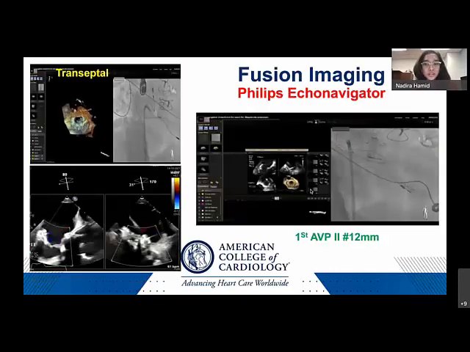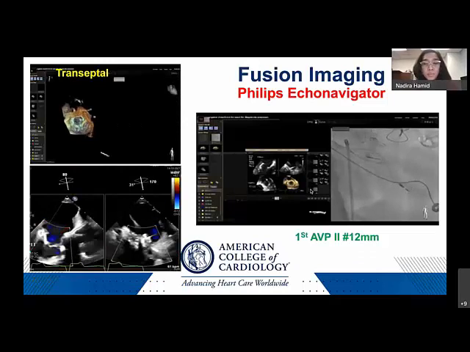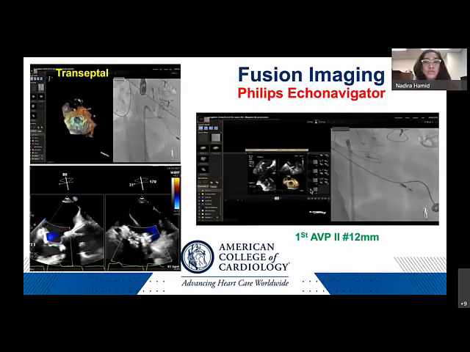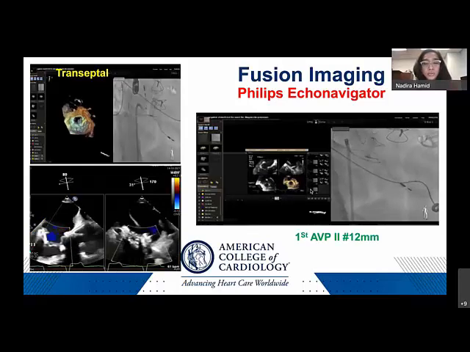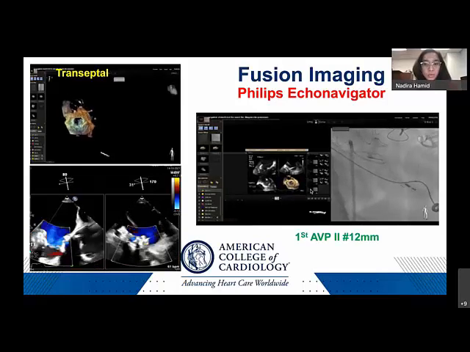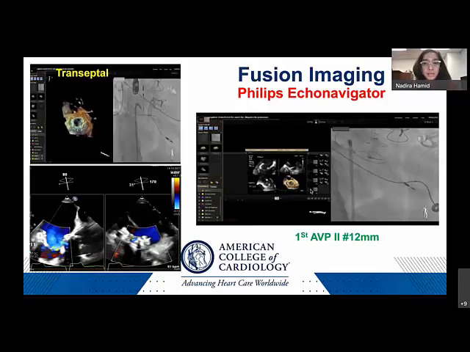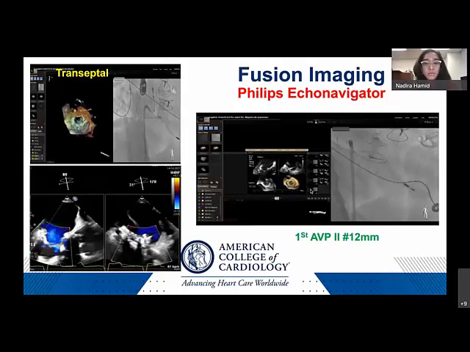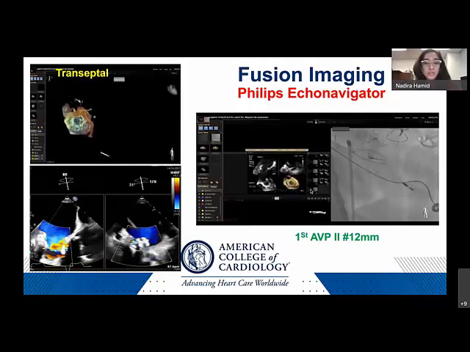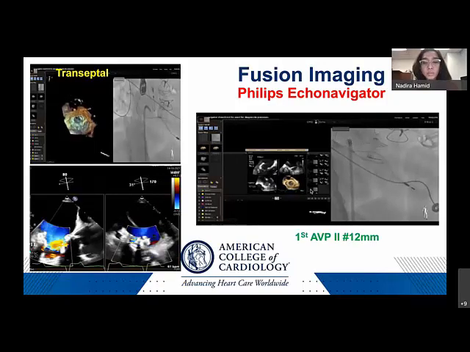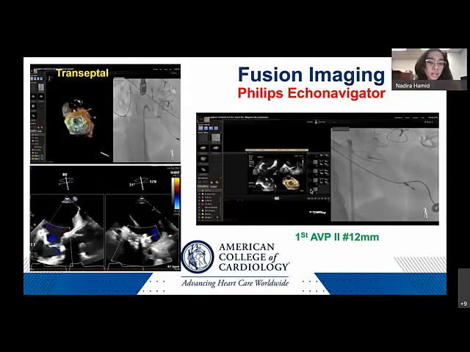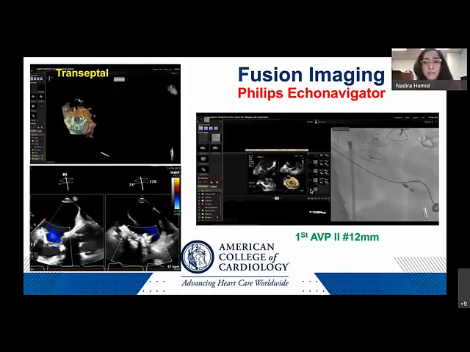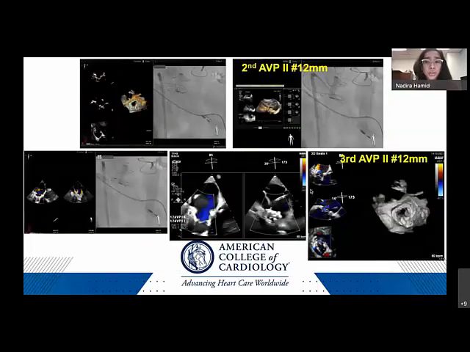So in this patient that I showed you earlier, we performed a paravalvular leak closure using fusion imaging with Echo Navigator, performing a transseptal approach and crossing the defect with the wire using the fusion imaging of both echo and fluoroscopy. We were able to place the first AVP2, which is 12 millimeters. And of course, the residual, as you can see on the bottom left-hand side of the placement, is at least moderate paravalvular leak regurgitation.